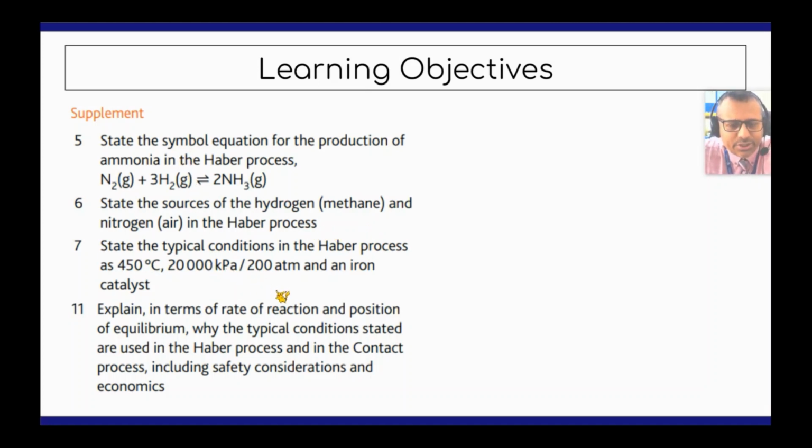The typical conditions in the Haber process are 450 degrees centigrade, 20,000 kilopascals, which is another way of stating 200 atmospheres, and an iron catalyst. Again, these 3 simple facts are facts that you'll just have to sadly memorize and make sure that you are able to recall in your exam. But we'll also spend a little more time on being able to explain, in terms of rate of reaction and position of the equilibrium, why the typical conditions are used in the Haber process.